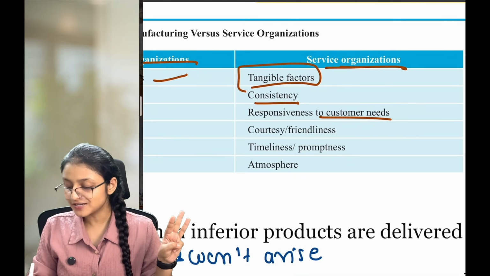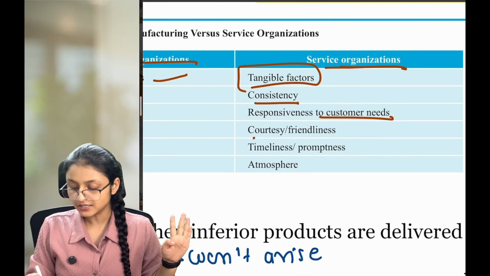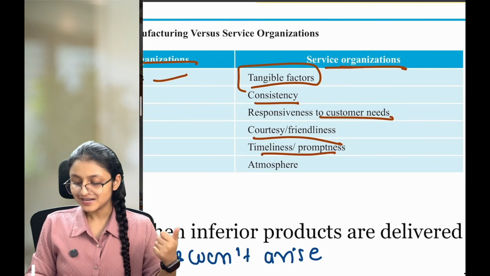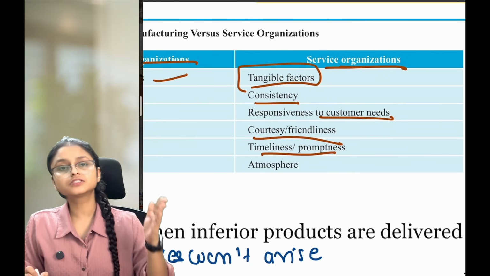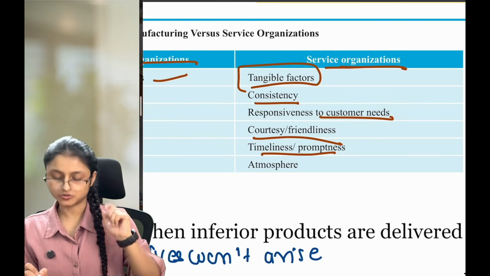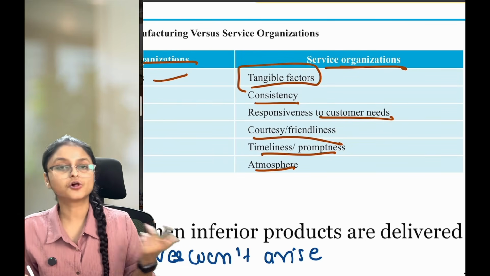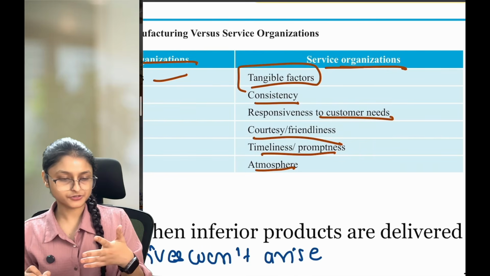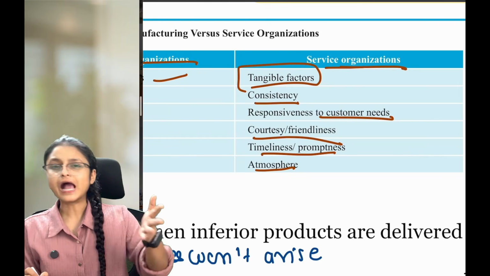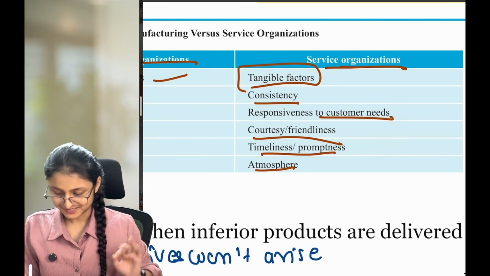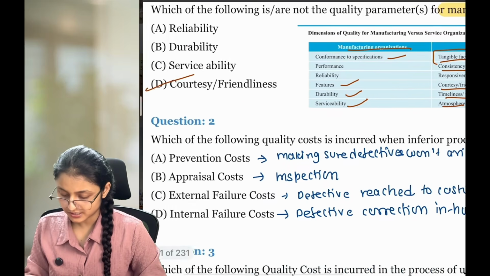Okay? Responsiveness to customers' needs. Whatever the customer wants, you need to respond according to that. Courtesy and friendliness should be there. Timeliness and promptness. The faster you are able to provide the service, that is how you win the customers. And atmosphere, the environment for the services, is also important. Like if you go to a restaurant and the atmosphere or the environment is not good, you are not going to have lunch or dinner there, right? So these are the features of quality under service organizations.